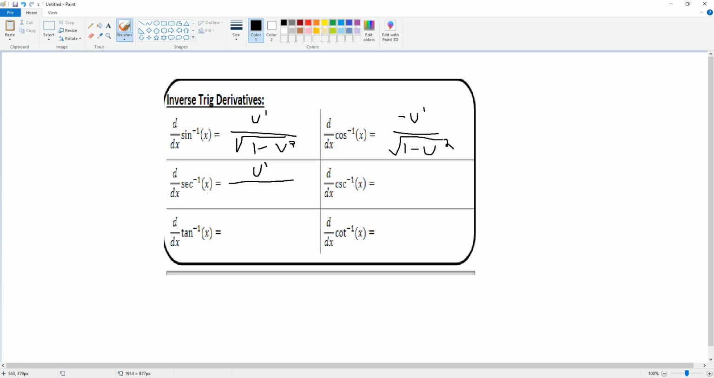The derivative of inverse secant is u prime over the absolute value of u times the square root of u squared minus 1. And for cosecant, switch the sign, so it's negative u prime over the absolute value of u times the square root of u squared minus 1. For tangent and cotangent, it is u prime over 1 plus u squared. That's it. And change the sign for cotangent: negative u prime over 1 plus u squared.